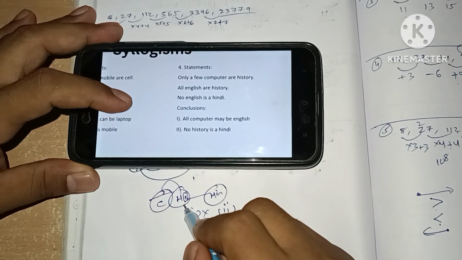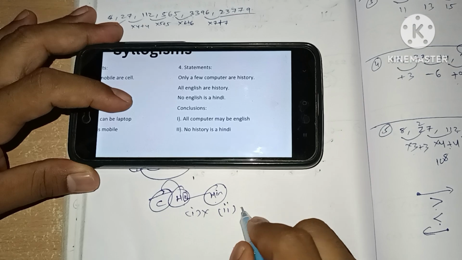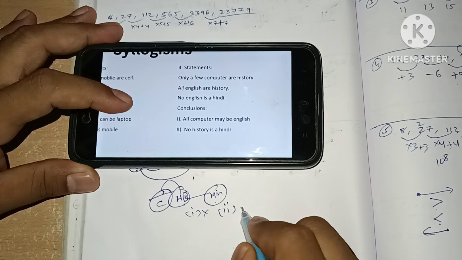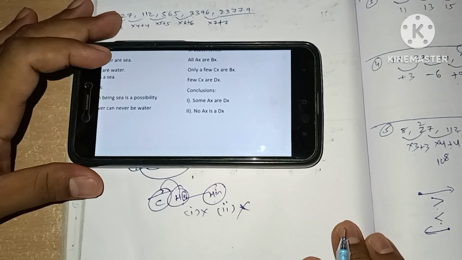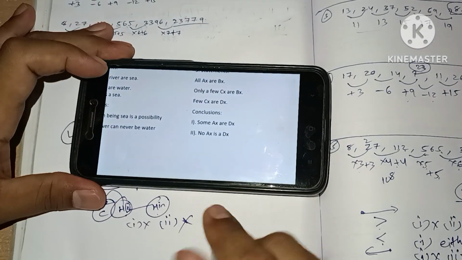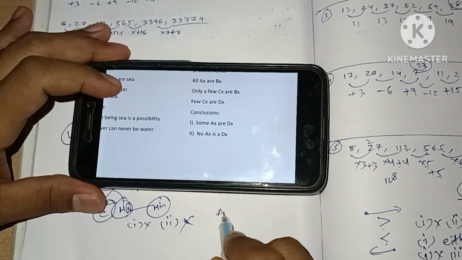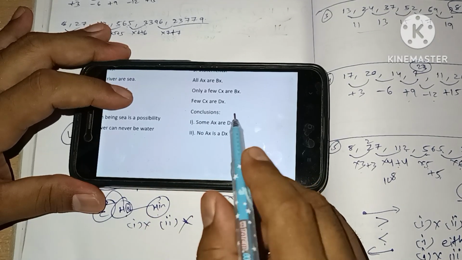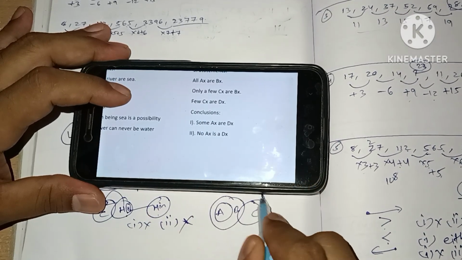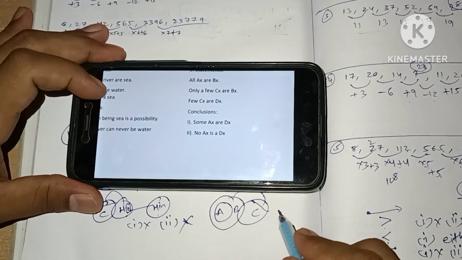Some part of history can share with Hindi. So the second conclusion will be some case possible, means no case will be false. Fifth one. All A R B. Only a few C R B. Few C R D.